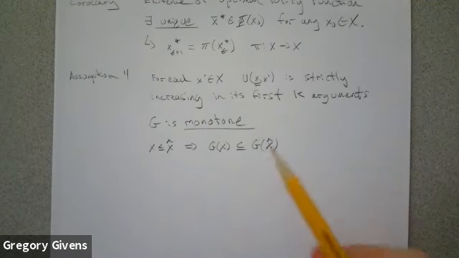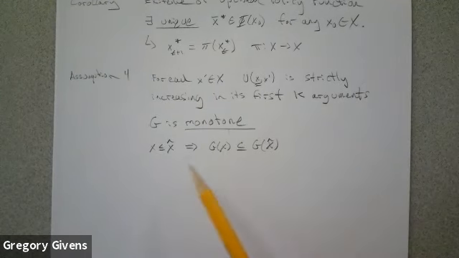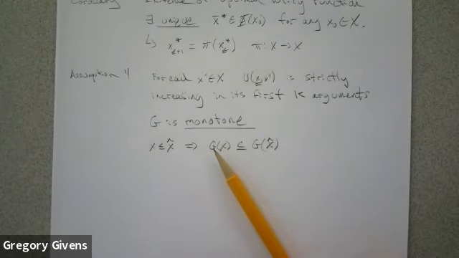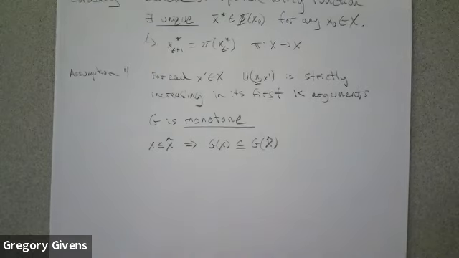So what a monotone mapping is here for this constraint correspondence is it basically relaxes the constraints on the planner as we raise the value of the state vector, right? In other words, increasing the state relaxes the constraint that the planner faces to some extent. Higher values of capital at the beginning of the period give the planner a larger number of options to choose from when making a decision about capital for the next period.